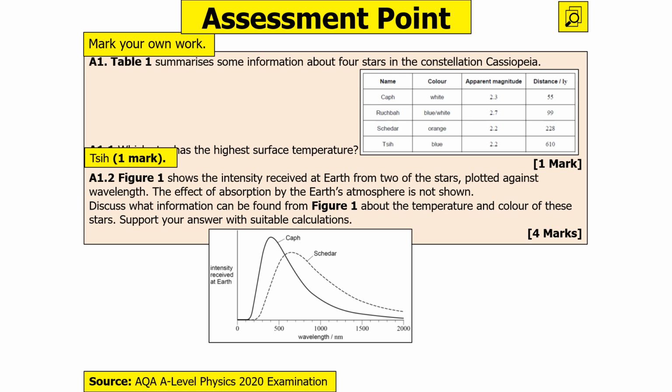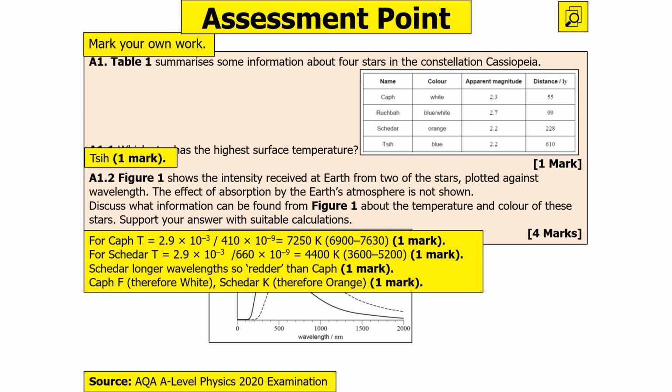Now the next one, from this diagram, you can work out the surface temperature from the peak wavelength. So you can use the Wien displacement law for each of them to work out what the surface temperature of each star should be. You'll notice as well that from the peak wavelength on the graph, Schedar has a longer wavelength than Caph, so therefore it must be redder, because red has a longer wavelength and blue has a shorter wavelength, so you can work out what colours they should be as well.